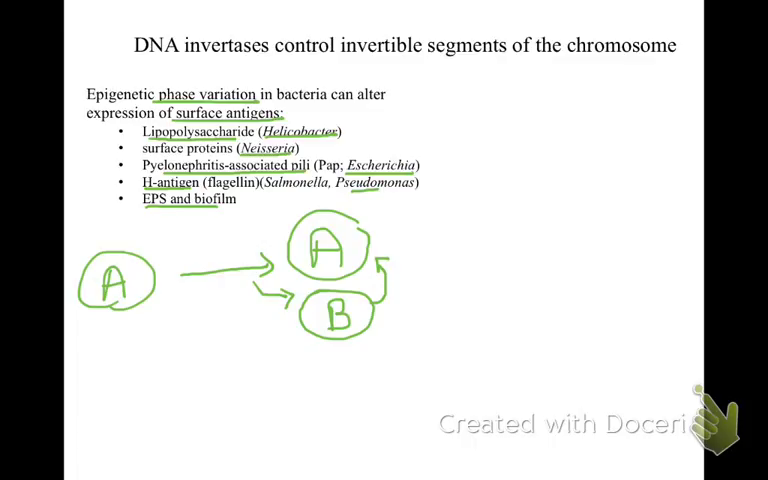Why this is important, of course, is because if the immune system initially sees form A and it mounts an immune defense, it takes a while for that to happen. By the time the immune system responds, it is going to be able to recognize form A, but if cells are also existing in form B by that time, they will be invisible to the immune system. So this is a really important process for pathogens.